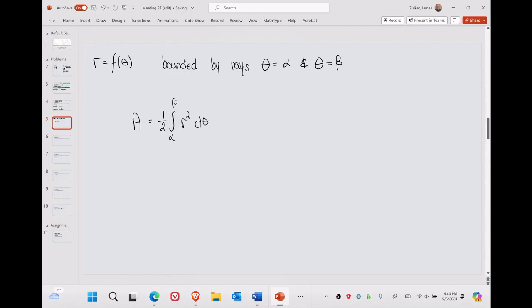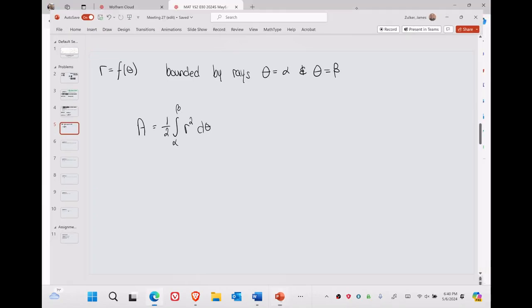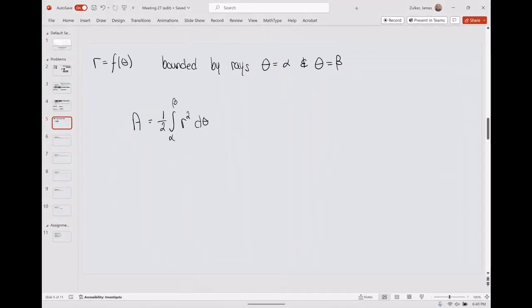Area is a half the integral from alpha to beta of r squared d theta. Now, why? There we go. Or you may see it written as f squared of theta d theta. They're the same thing.